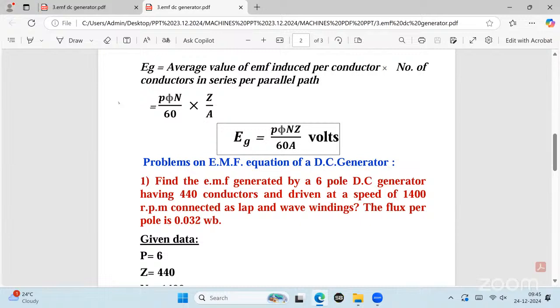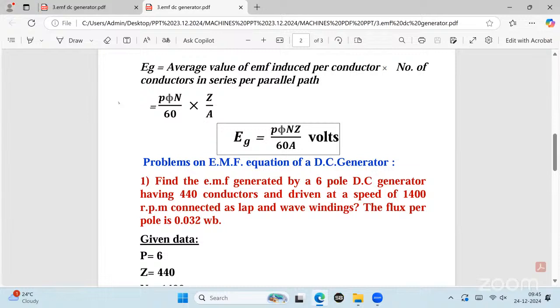What is phi? Flux in Weber. What is P? Number of poles used in the design. How many poles you have used? 2 poles, 4 poles, 6 poles, 8 poles in the design of a DC generator. That is called P. Phi means flux, flux in Weber.